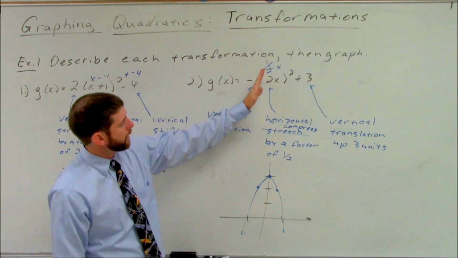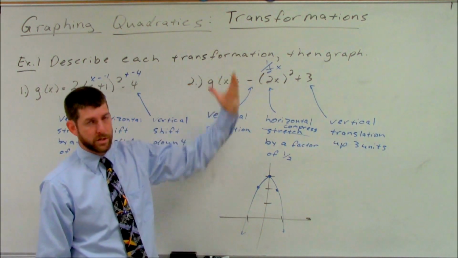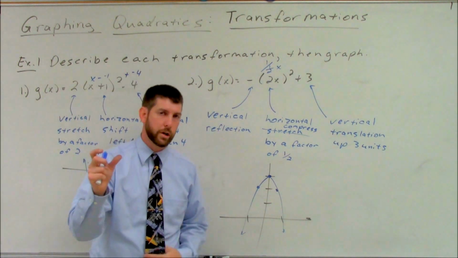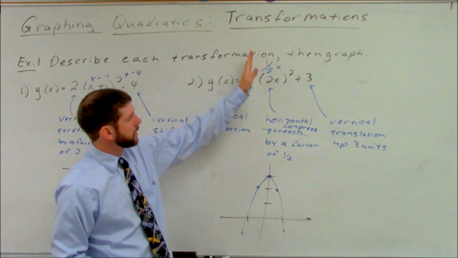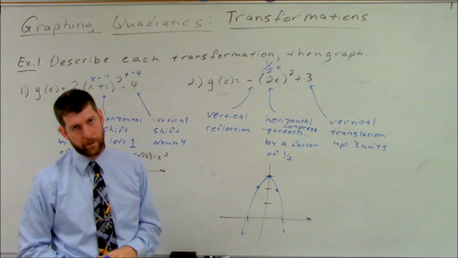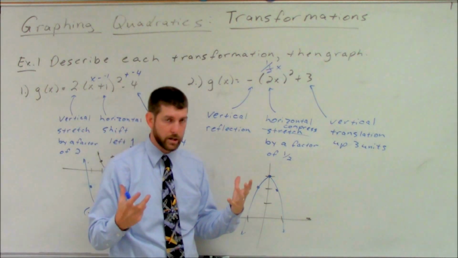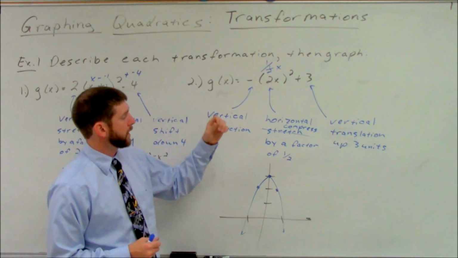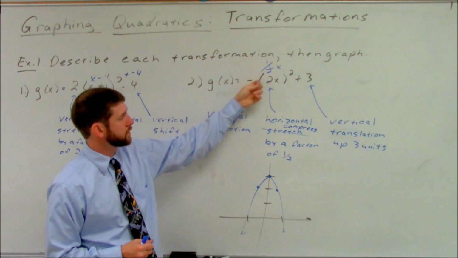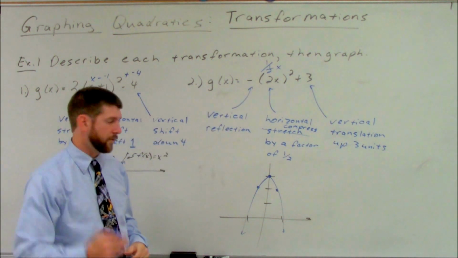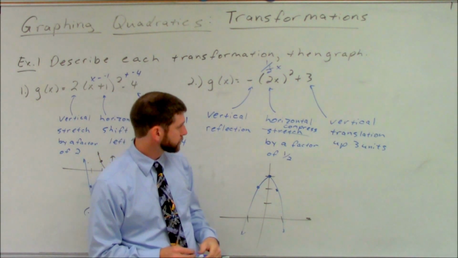So whatever the coefficient of x is, the reciprocal of that is how far over you're going to go, and then whatever the number on the outside of your parentheses, on the outside of your x squared parent function, that's going to be your vertical component. That's how far up or down you're going to move.